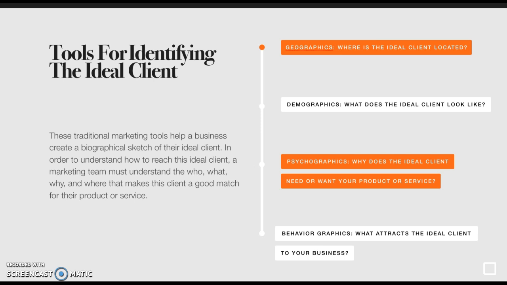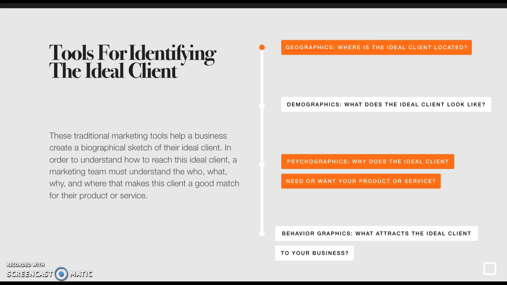There are several tools that marketers traditionally use to identify the ideal client. They are geographics, which is where the ideal client is located; demographics, what the ideal client looks like; psychographics, why the ideal client needs or wants your service; and behavior graphics, what attracts the ideal client to your business.